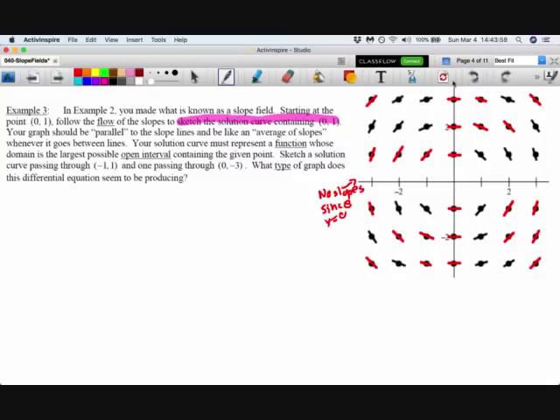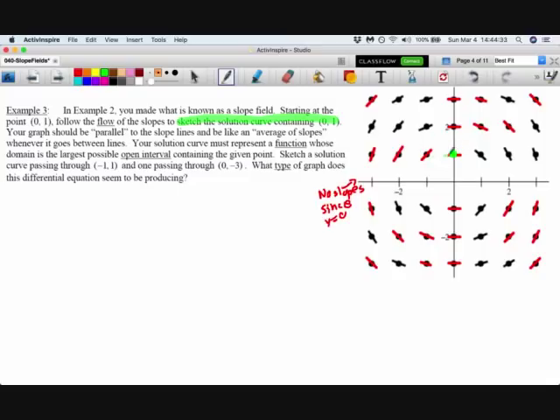Pink was an awful color. I should know that by now. Green. Starting at the point 0, 1, we're going to try to follow the slopes. Now this is a weird technique. It's the most touchy-feely it gets in math, or at least in calc. We're going to try to follow the slopes, staying parallel when I can see a slope, and going through the slope if I have to.